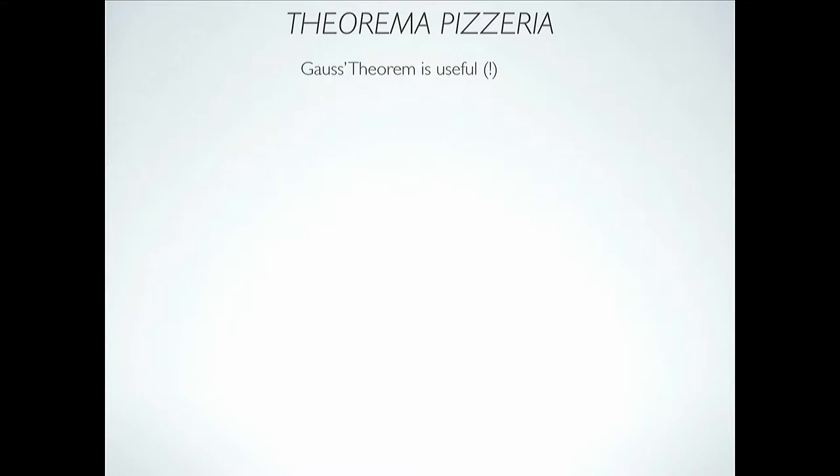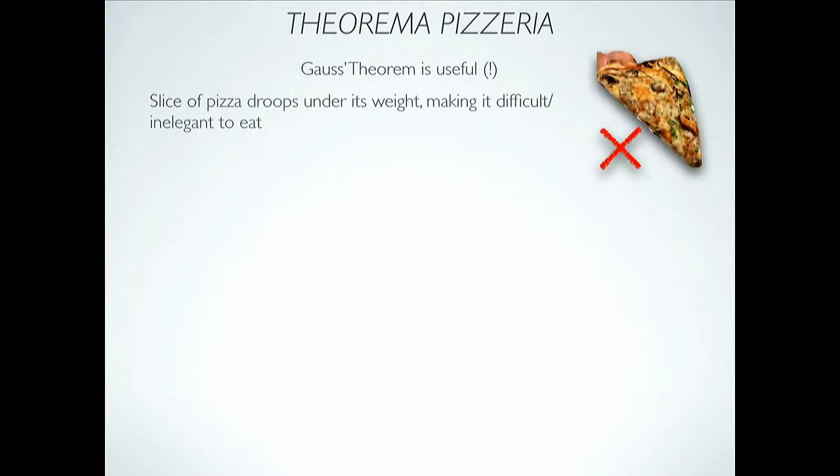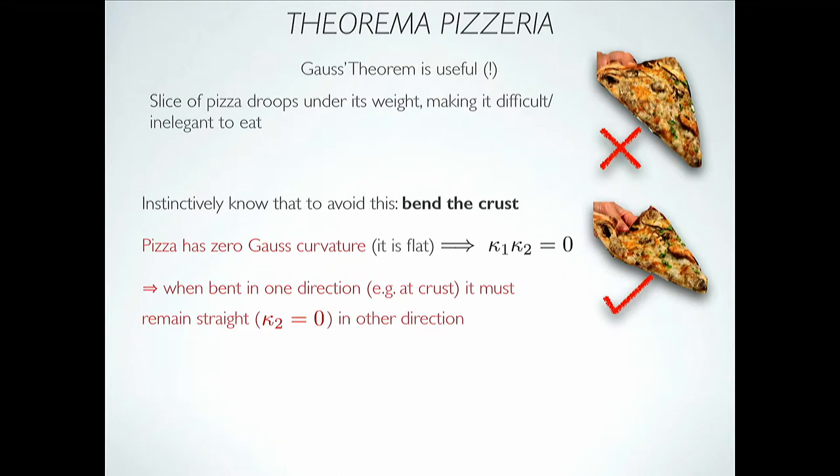So in our group, Gauss's theorem is actually called the theorem pizzeria. The reason for that is that when you eat a slice of pizza, you pick it up and you know that it's just going to droop under its weight. Okay, so that's bad because it's very hard to eat this piece of pizza. But we also know that what you do is you say, okay, if I bend the edge, so I curve the edge with my hand, then this direction stays straight and I can eat it very happily.